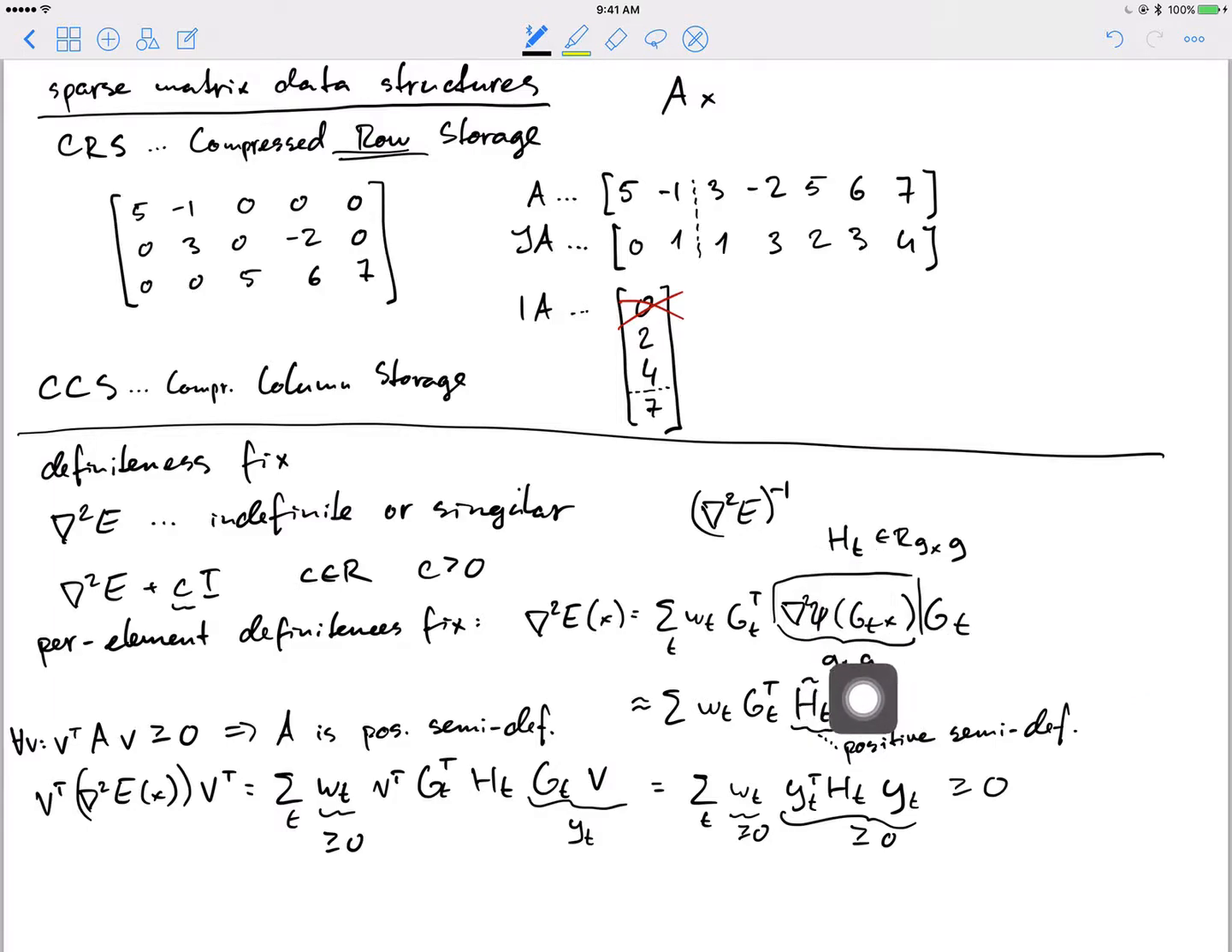Okay, this 9 by 9, because it's per element, or specifically per deformation gradient, really. Every element, every tetrahedron, has a deformation gradient to it. The deformation gradient vectorized is 9 numbers. This is the Hessian corresponding to the specific finite element. Okay, so that was remark number 2.